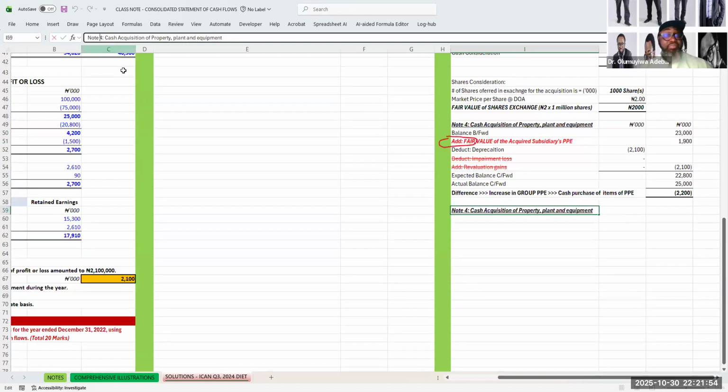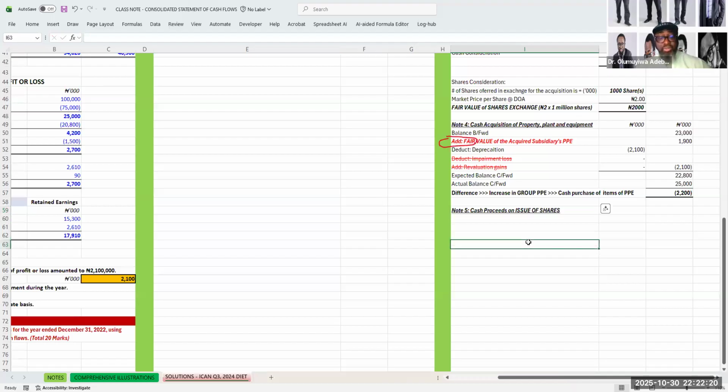Working note 5. Let us try and look at cash proceeds on issue of shares. Now, we have two categories of items: share capital and we have share premium.